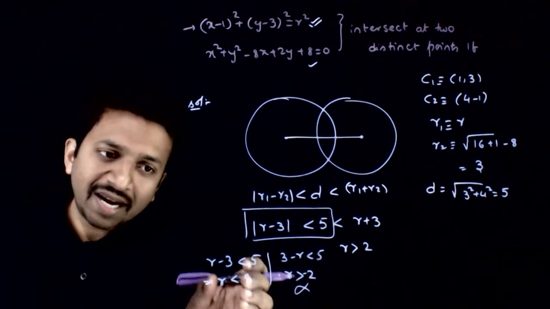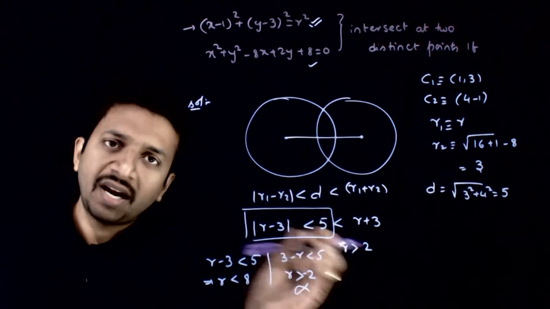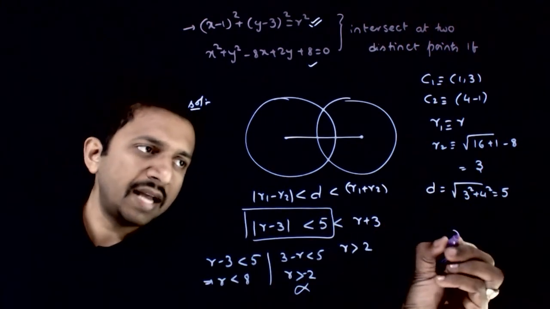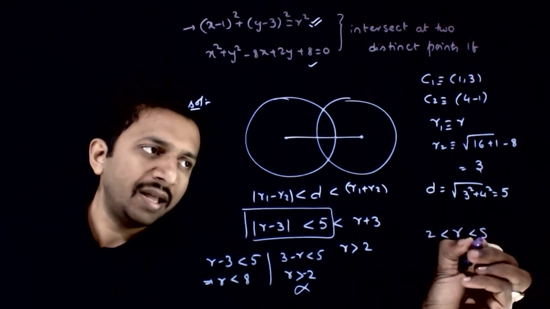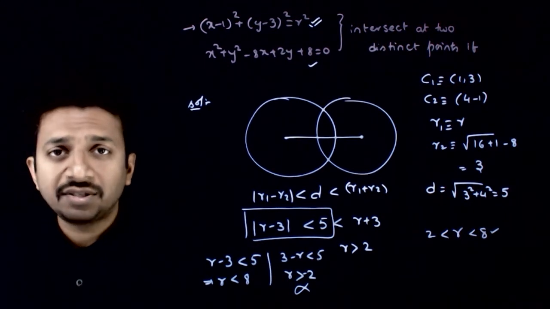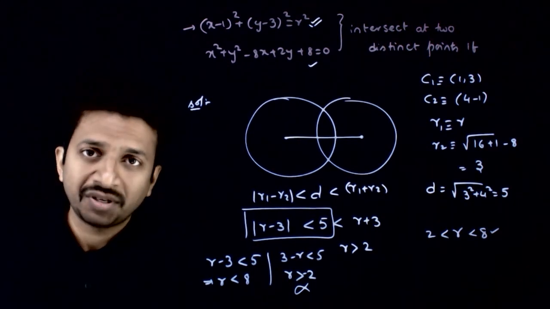So effectively, the condition is r should be less than 8 and r should be greater than 2. So r should be in between 2 and 8 for these two circles to intersect each other at two distinct points. Thank you.